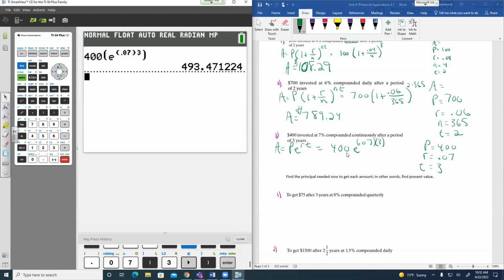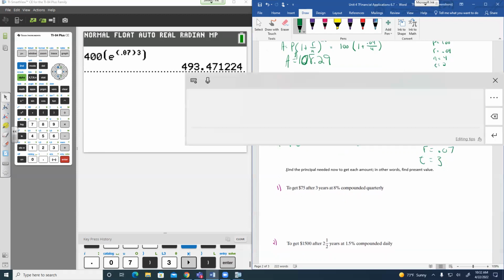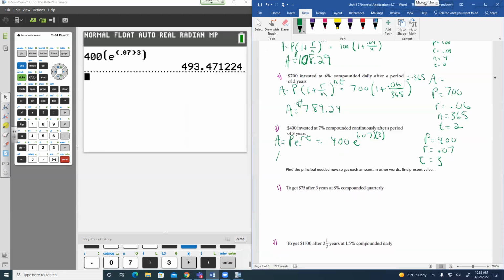So 493.47 would be our final amount of the investment. So A would equal then $493.47 if I round to the nearest cent.